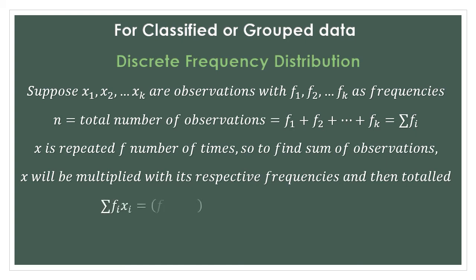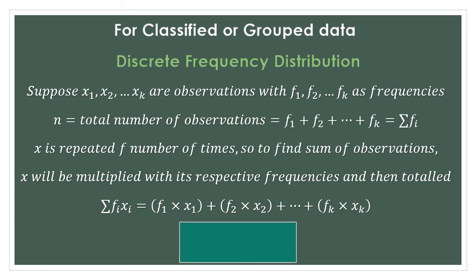So how is it going to happen? Sum of fi xi, that is the symbol for the total, will be f1 multiplied by x1, plus f2 multiplied by x2, plus up to fk multiplied by xk. So the observations are multiplied with their frequencies and then totaled to find the total sum of the observations. So the formula here, which is going to be x bar, is sum of fi xi divided by summation fi, or sometimes also written as sum of fi xi divided by n. So you can use either of these methods to write down the formula.